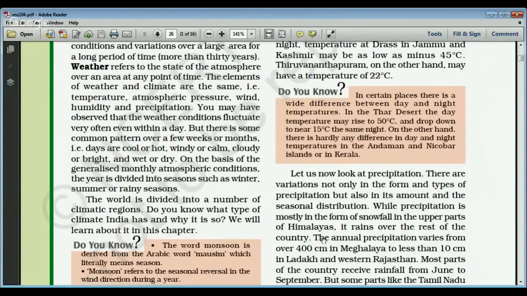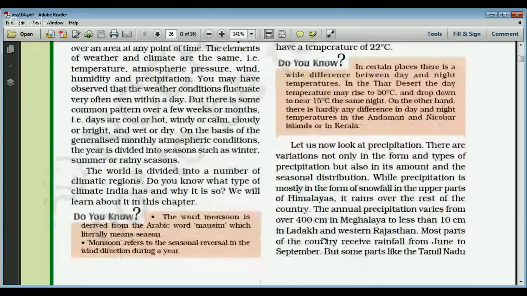But you can see hardly any difference in the day and night temperature in the Andaman and Nicobar Islands or some places in Kerala, because these regions are close to the oceans, and that is why, because of the moderating effect of oceans, and of sea breeze and land breeze, these regions don't have any difference in the day and night temperature.